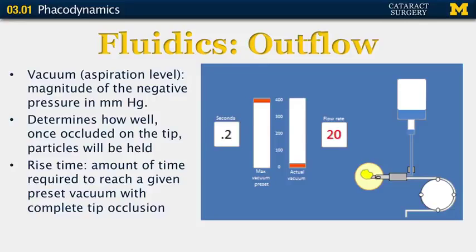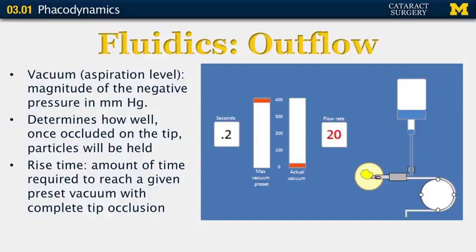We also define what we call the vacuum, or the aspiration level. This is defined as the magnitude of the negative pressure in millimeters of mercury just inside the tubing of the phaco handpiece. The vacuum determines how well, once the tip is occluded, particles stay on the tip. So in this case, it's how well do we have holding power of nuclear fragments on the phaco tip.